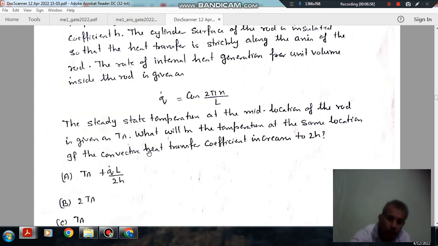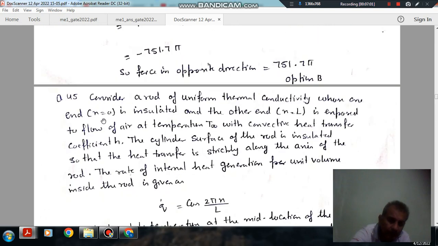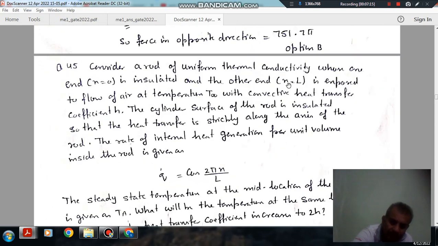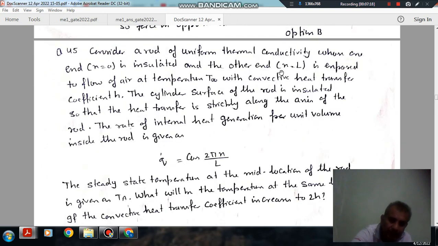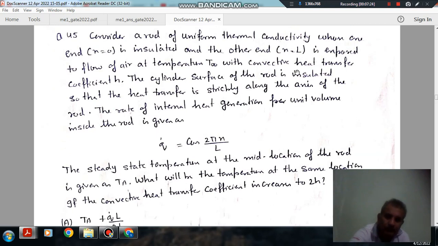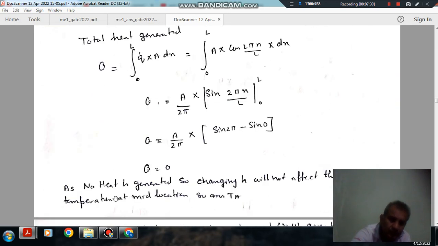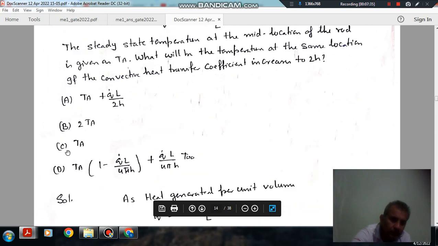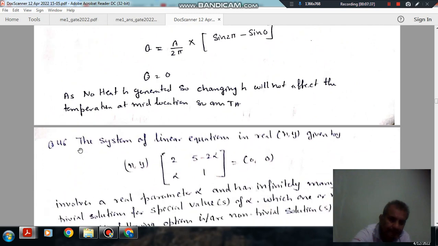Okay, so heat will be generated from x equal to 0 up to the half part, and then it will be dissipated in the second half, so that the temperature at x equal to L will remain the same. If the temperature at x equal to L remains the same, then there will be no heat dissipation to the surroundings, and even if we change H, there will be no effect on the maximum temperature. So the answer is Ta. Okay, next.